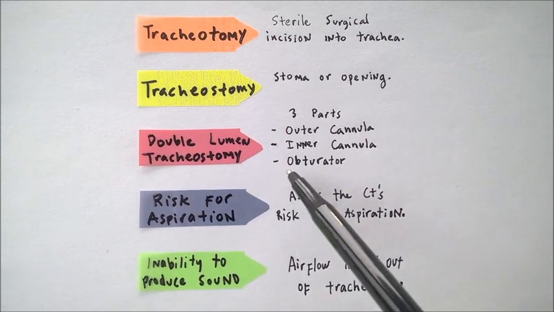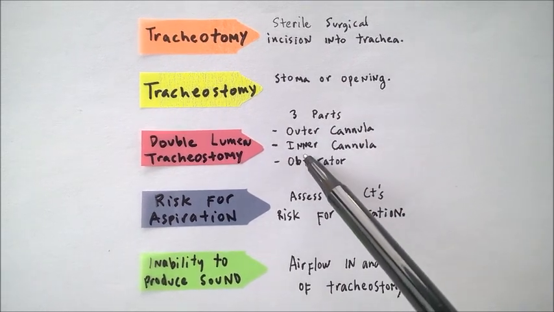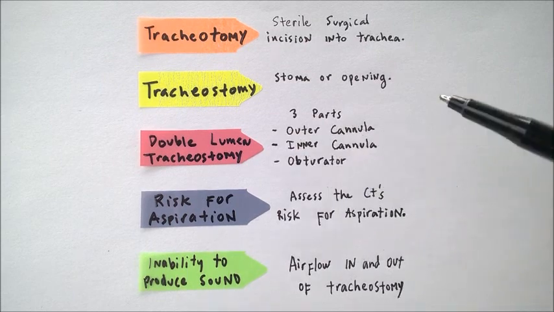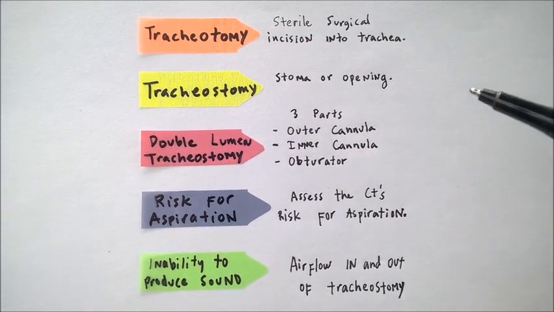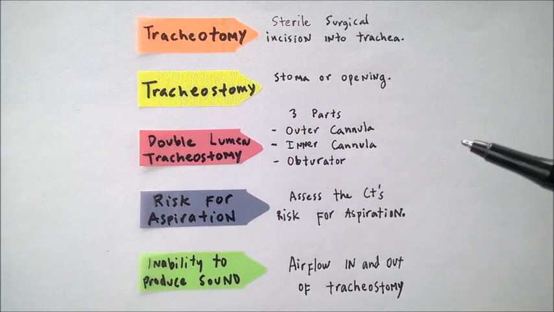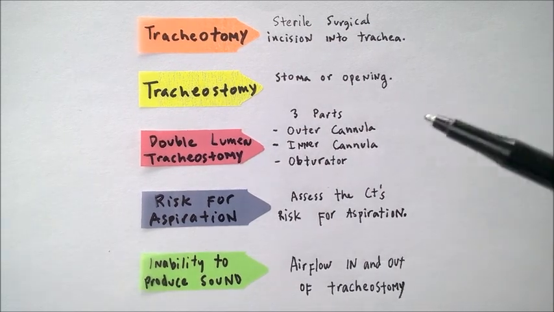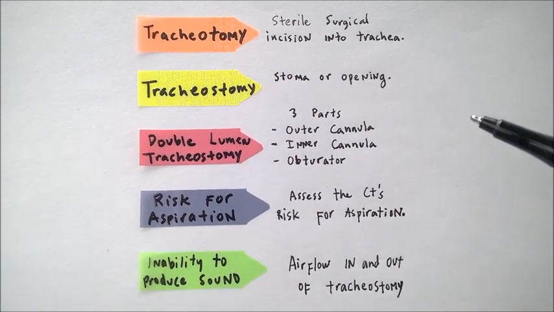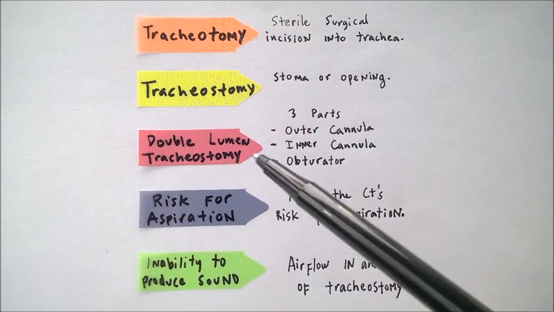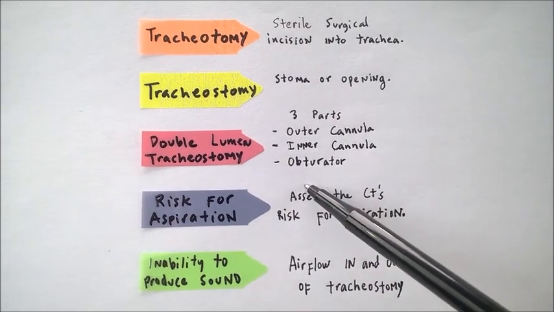The main thing you have to know with the obturator is that it is removed immediately after the outer cannula insertion, and it's always kept with the client at the bedside, in case of what we call an accidental decannulation, or if the cannula falls off. So this has to be at the patient's bedside.